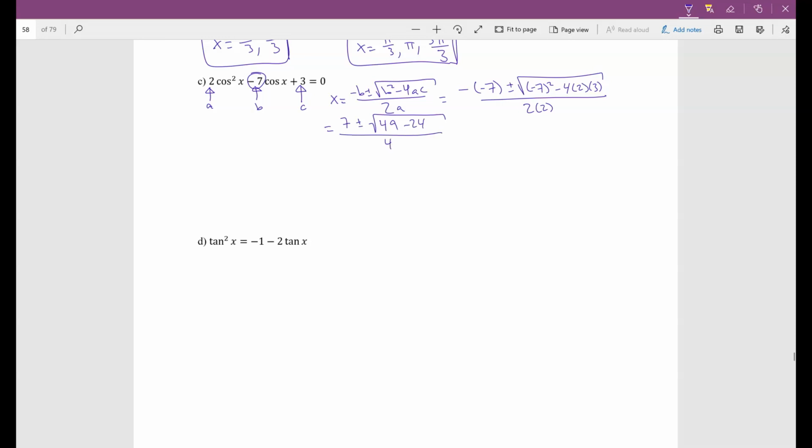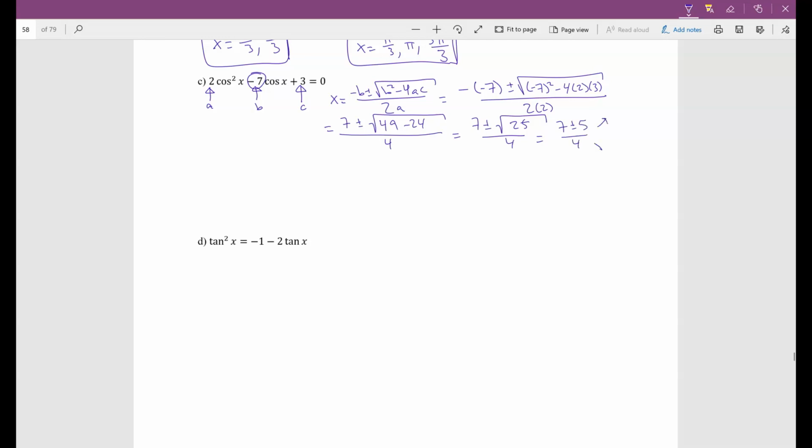Okay. And then you have a 4 on the bottom. So now you have 7 plus or minus the square root. Now you're going to take this 49 and subtract 24. You're going to get 25 divided by 4. This gives me 7 plus or minus the square root of 25, which is 5, over 4.